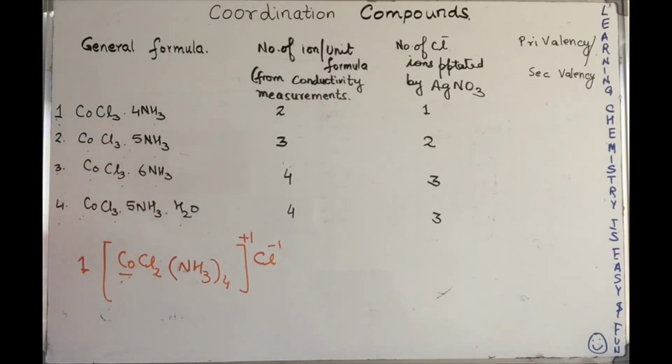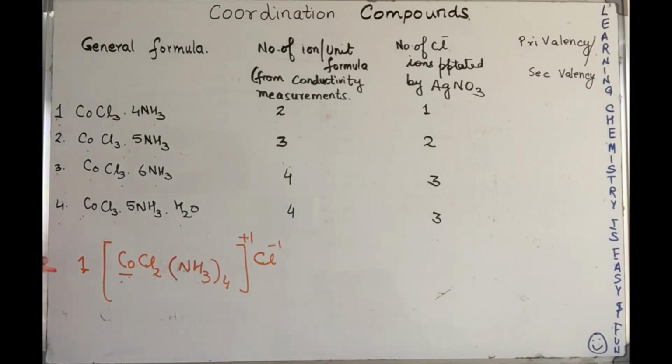What about the secondary valency? Secondary valency is based on the number of ligands which are attached to cobalt. So how many ligands are connected over here? 4 and 2. Yes, 6. So you can get an idea about the approximate shape, it should be octahedral, right?